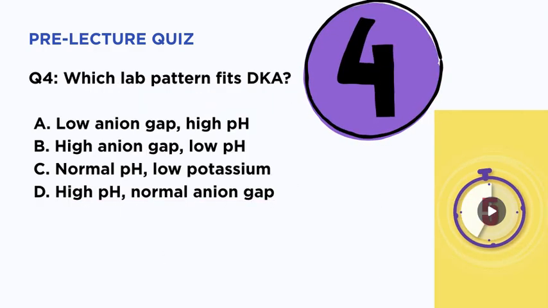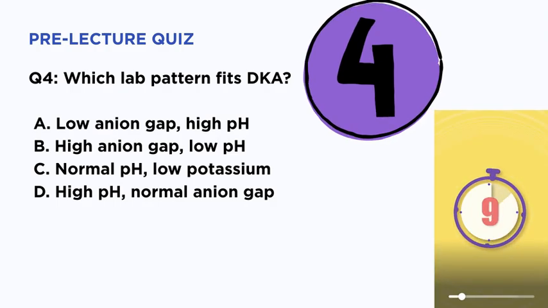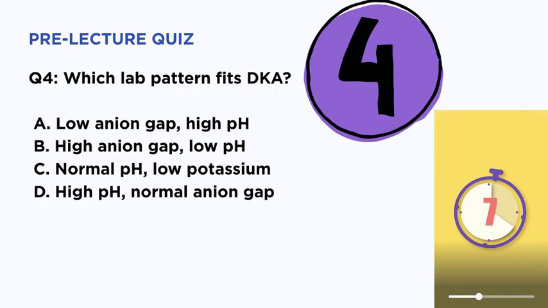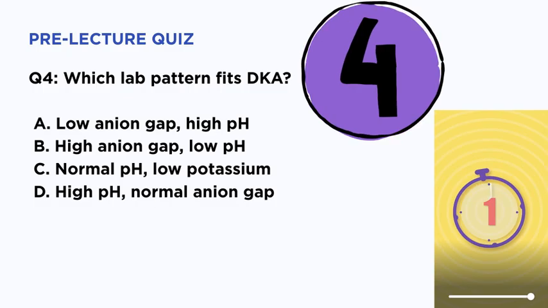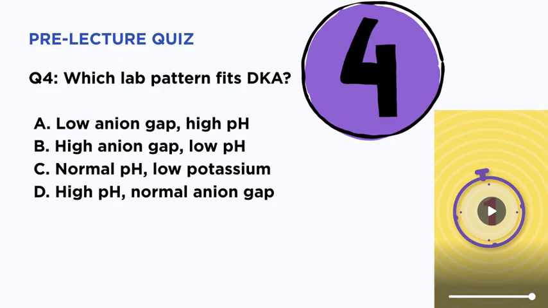which lab pattern fits DKA? I'm going to provide the answer at the end of the 10 seconds. Okay, so there you go. The correct answer for number 4 is letter B. This is where there is a high anion gap. That's really one of the features, and low pH because of the acidosis.